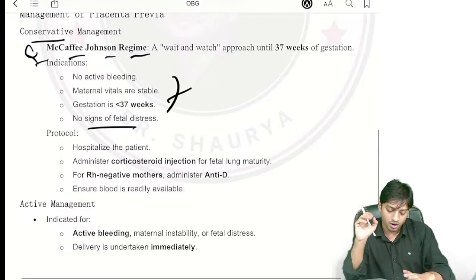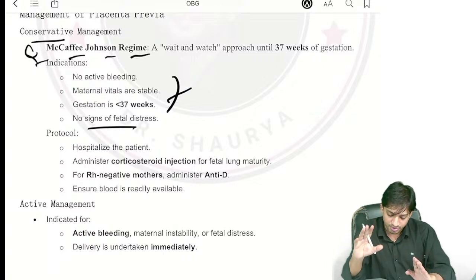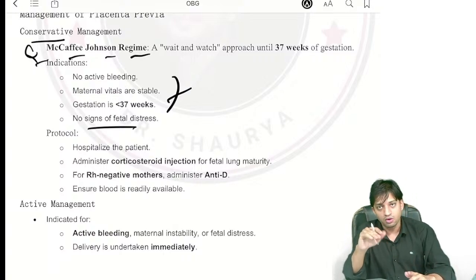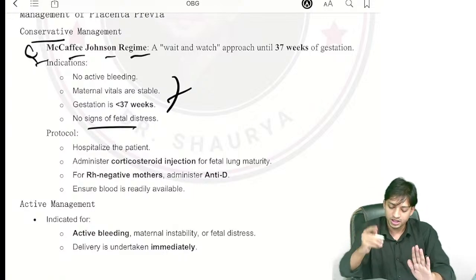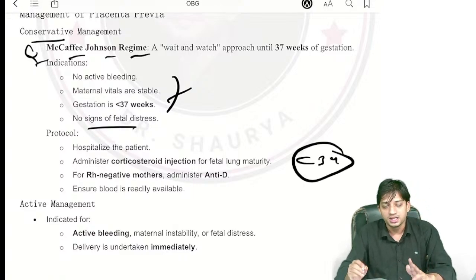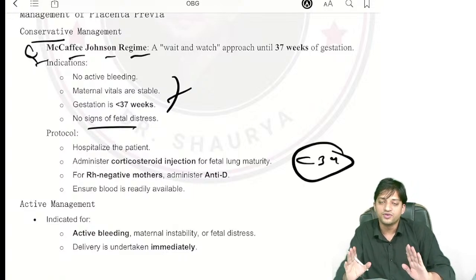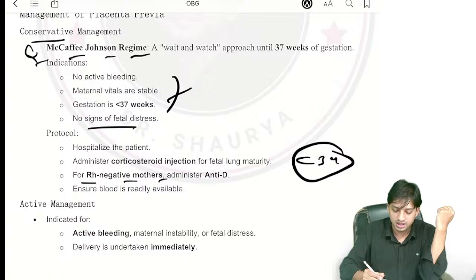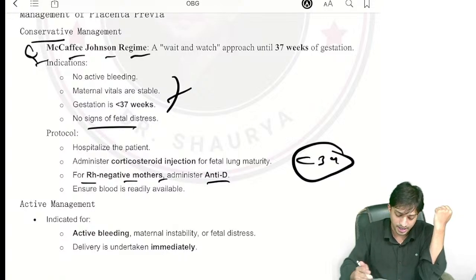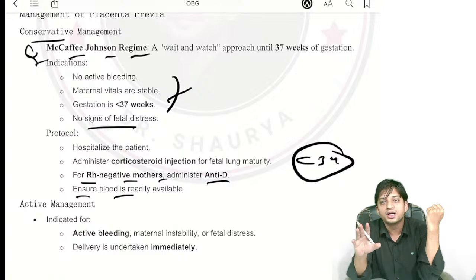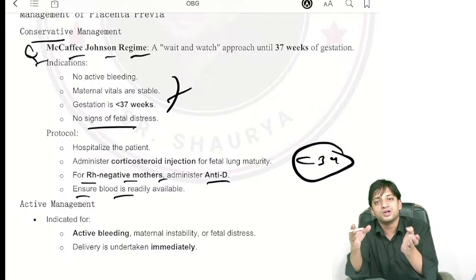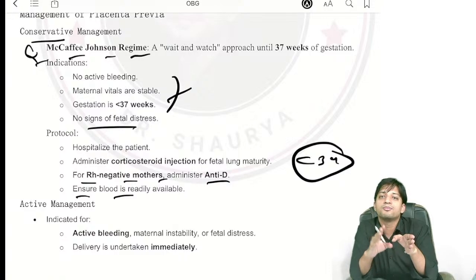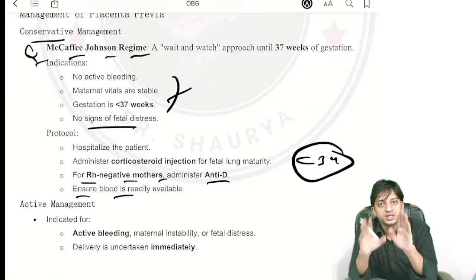What is the protocol for the McAfee-Johnson regime? Just admit the patient, hospitalize her. You will have to administer a corticosteroid injection for fetal lung maturity if the fetus is less than 34 weeks of gestation, and you have to plan for delivery. For an Rh negative mother, you will have to administer anti-D, and ensure that blood is available, because in placenta previa there will always be risk of bleeding, even if it is type 1 or type 2 anterior type, easy type also. So you will have to arrange reserve blood always.